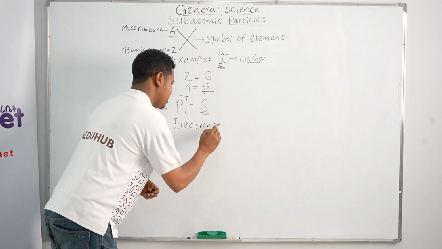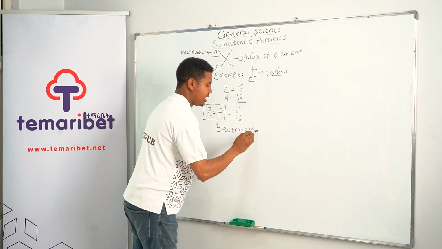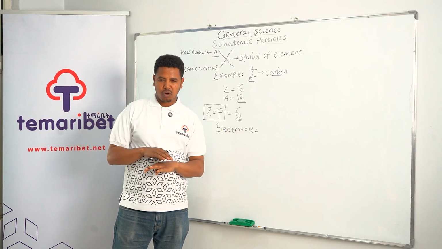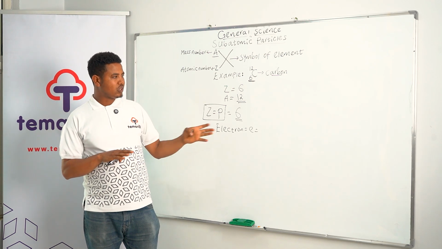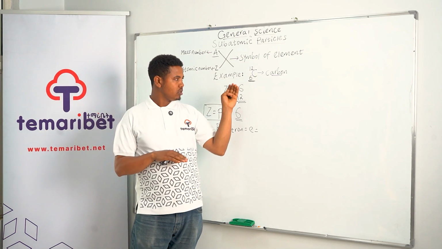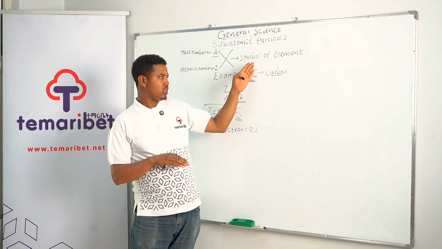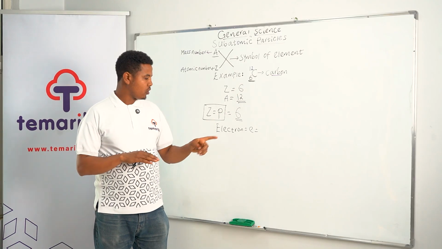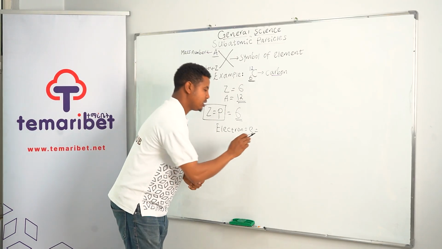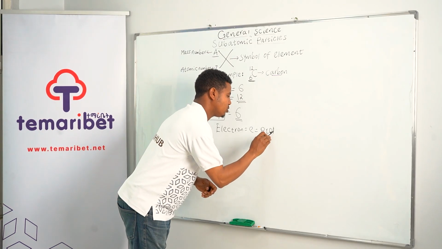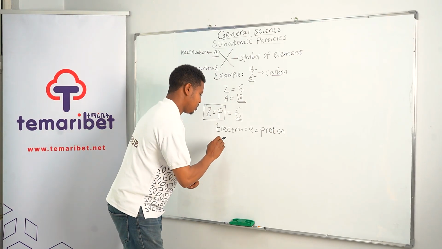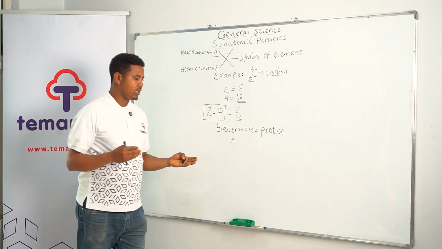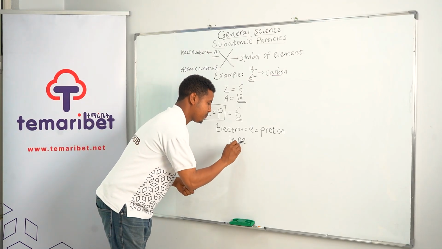Electron we symbolize as E. In a neutral atom, electrons and protons are always equivalent. Neutral means there is no charge here. As you observe, there is no positive or negative charge. So if there is no charge, electrons and protons are always equivalent, which is equal to the number of protons. But this happens only when the element is in a neutral state.